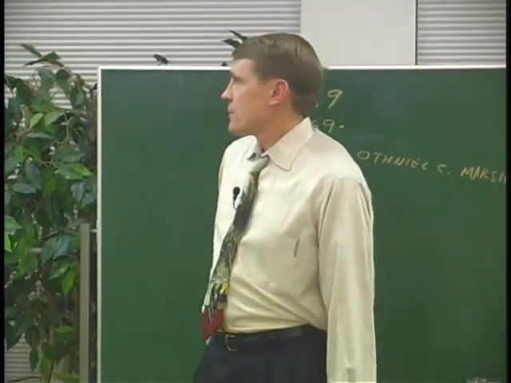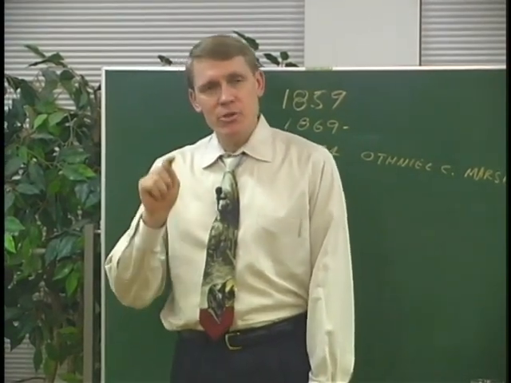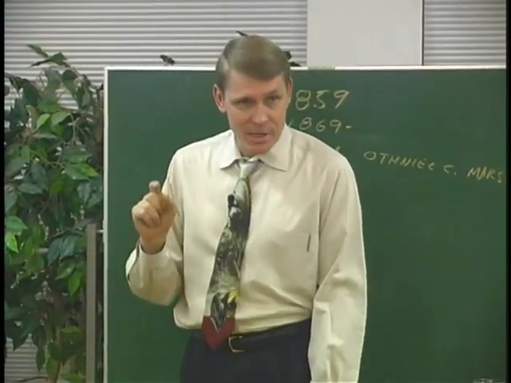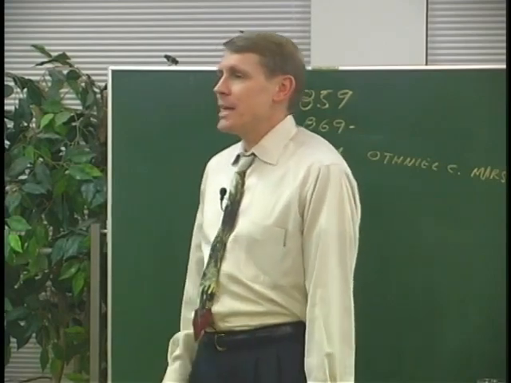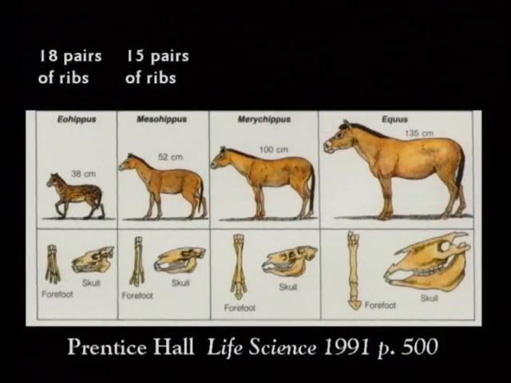It's interesting to note, the so-called ancient horse, it's a meat-eating animal, has sharp teeth where horses do not have sharp teeth. This little bitty animal has 18 pairs of ribs. The next one in his series has only 15 pairs of ribs.